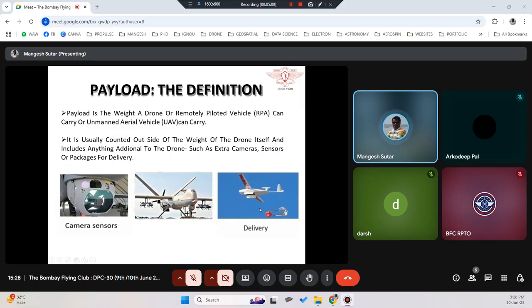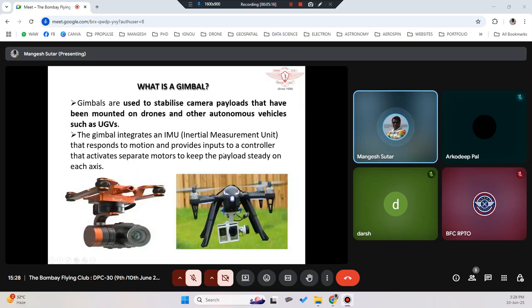You can see a medical package has been delivered using these Zipline drones. This is also possible as a payload. So what is a gimbal? Normally a gimbal is used to stabilize the camera payloads that have been mounted on drones and other autonomous vehicles such as UGVs. The gimbal integrates an IMU that responds to the motion and provides inputs to a controller that activates separate motors to keep the payload steady on each axis.